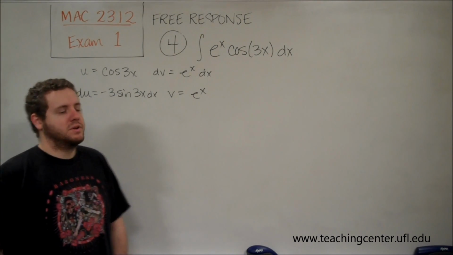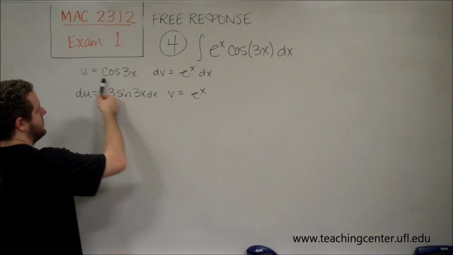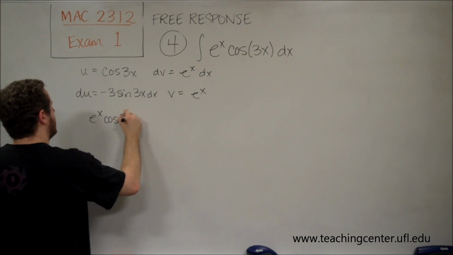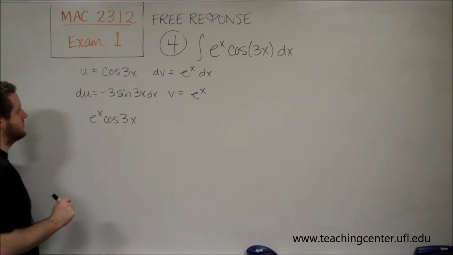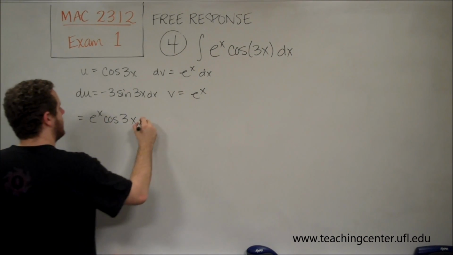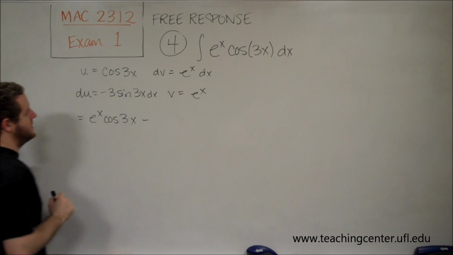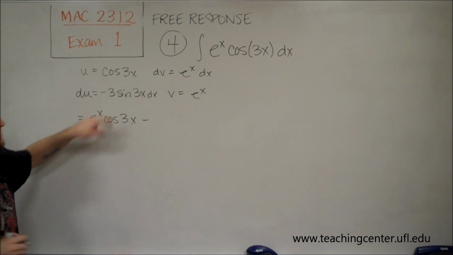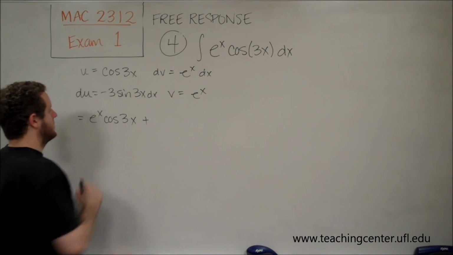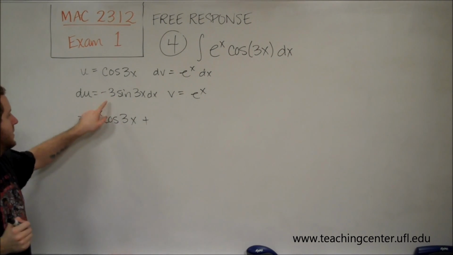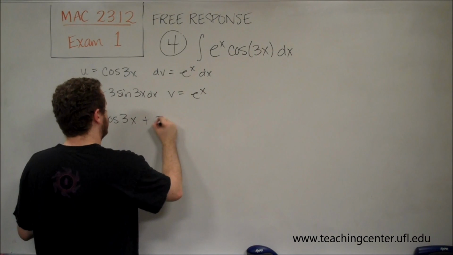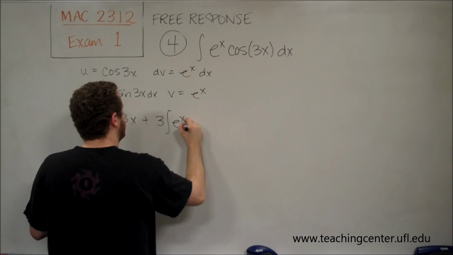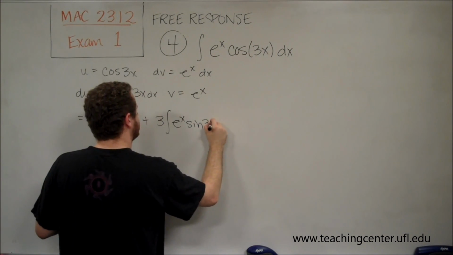So now to do your integration by parts formula, we have uv, e to the x cosine 3x, minus the integral of v du. Now v du is negative, so we can actually just put a plus here. And we have a 3, which could be on the outside of the integral. So we really just have e to the x sine 3x.